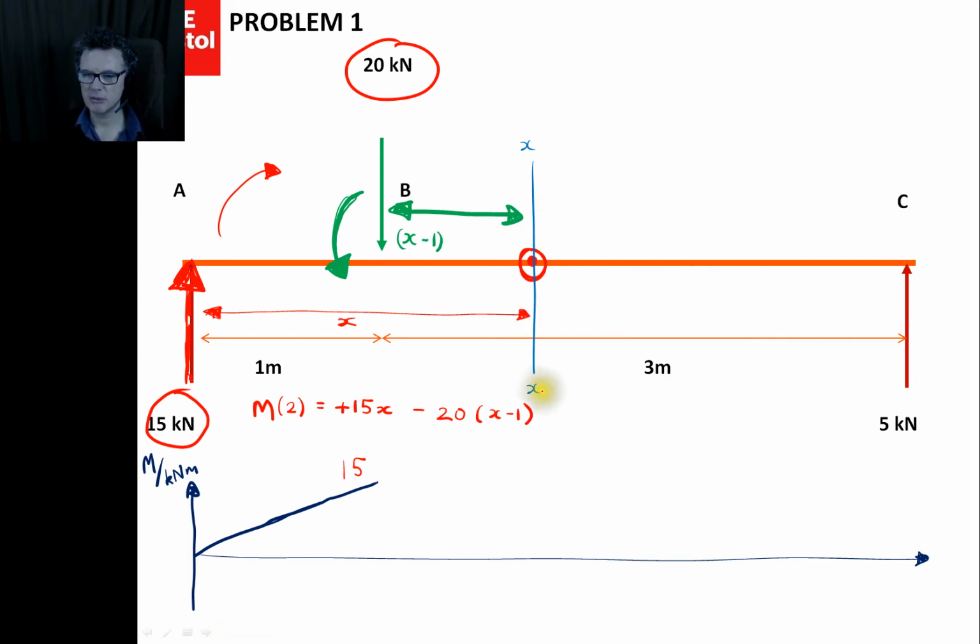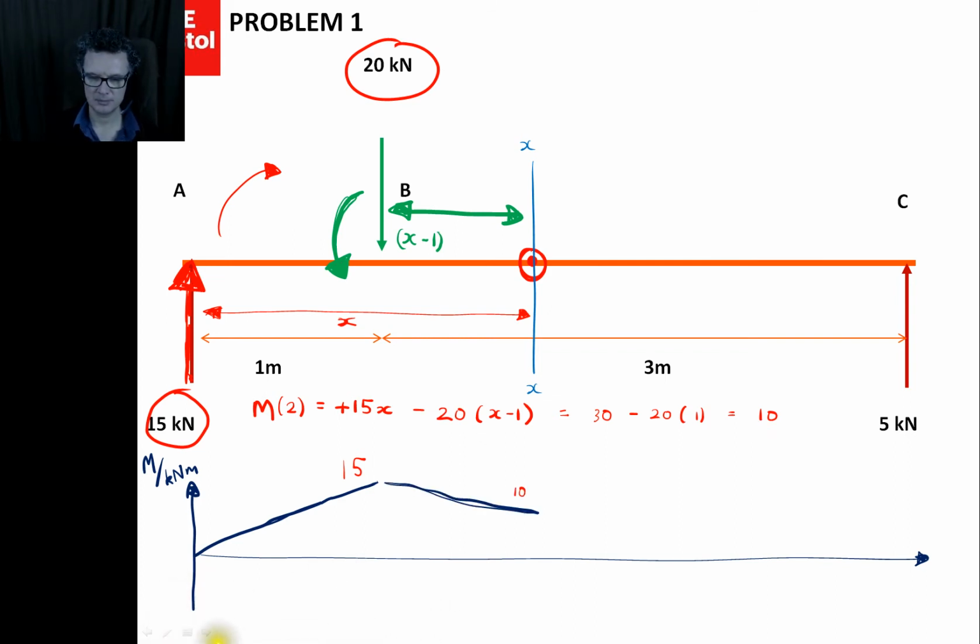So again, we could stop in the middle and maybe look at what M is going to be equal to when I'm slap in the middle. Don't forget my beam is 4 meters long, so the middle is going to be when x equals 2. So I can substitute in x equals 2 and plot that on my graph. That will give me 30, and then minus 20 times x take away 1, which is 1, so 30 take away 20, so I end up with 10. So when I'm in the middle, I'm going to end up with a value of M equals 10 kilonewton meters.